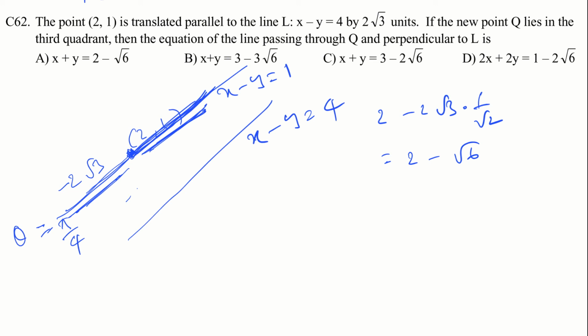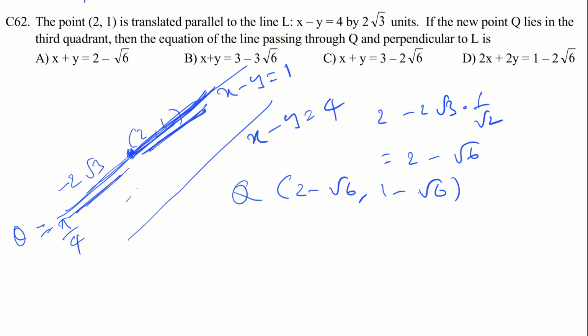Similarly, the y coordinate will be 1 minus √6. So after translating, the x coordinate is 2 minus √6 and the y coordinate is 1 minus √6. This is the new point Q he called. It lies in the third quadrant.